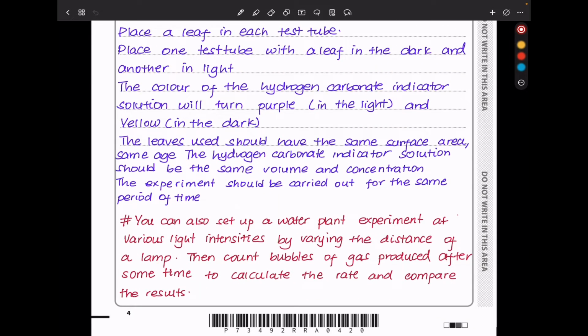Now, if another person used a water plant, you set up an experiment with different light intensities, meaning you could use like 5 different light intensities. The different light intensities are maintained by varying the distance of the lamp from the experimental setup. Then you count the bubbles of gas produced after some time in order to calculate the rate. You could repeat at each light intensity and then calculate the mean, and then you compare the results from the means at each different light intensity.